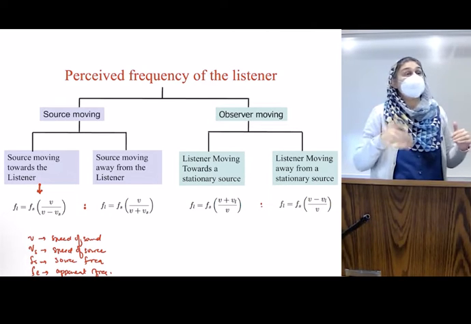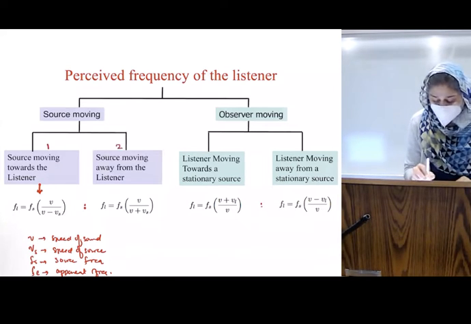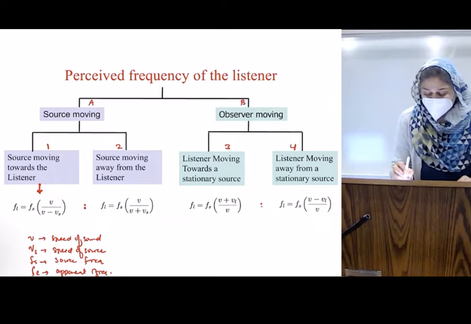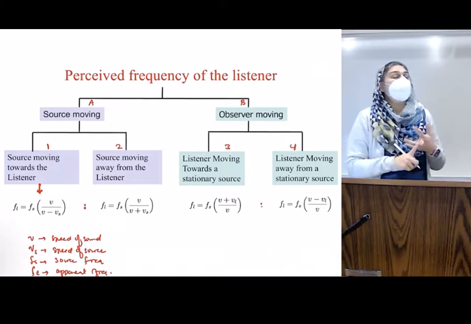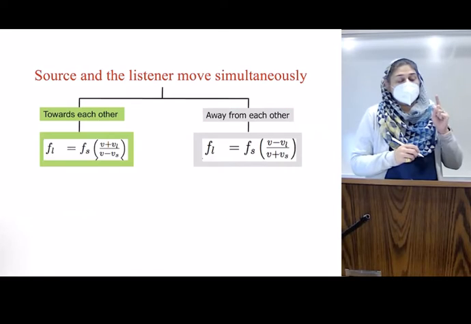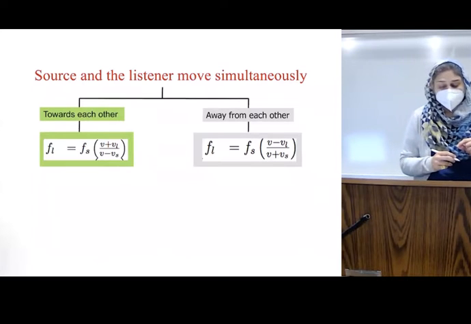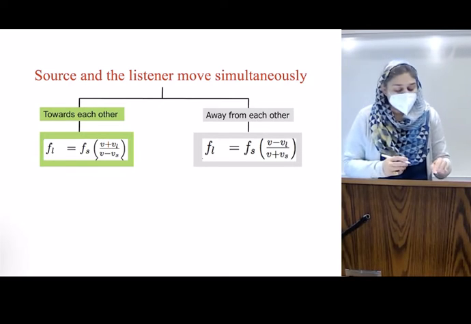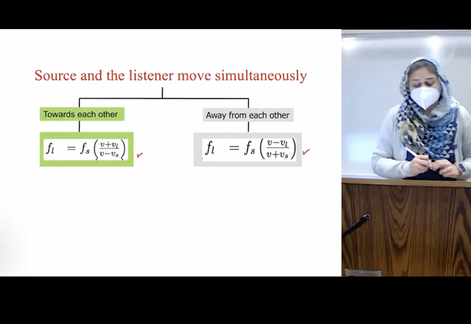So for our case, all I need you guys to remember is these formulas. So when you're given a question, let's call this case 1, 2, 3, 4. So look for A and B first, whether it's the source moving or whether it's the observer moving. Then look at whether they're moving towards each other or away from each other and use the right formula. What if they're both moving? I just want you to know these formulas. So for example, if both of them move towards each other, use this formula. If both of them move away from each other, use this formula.